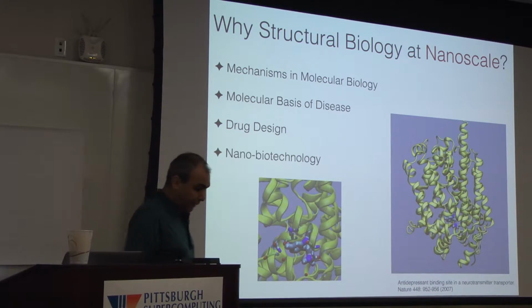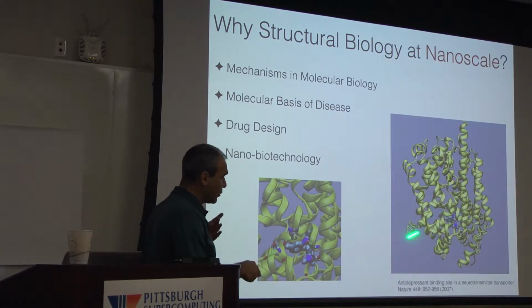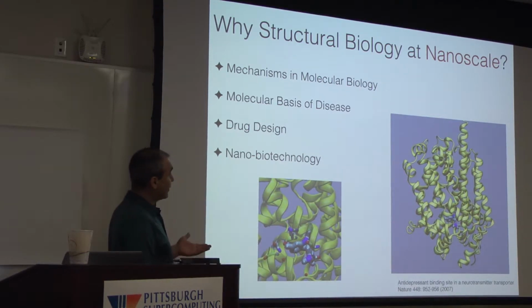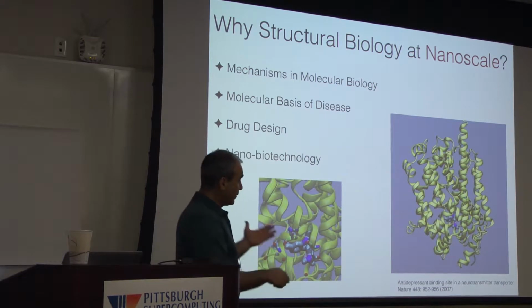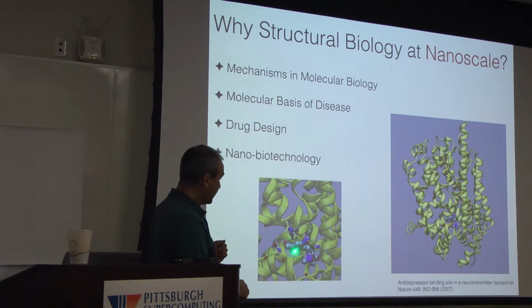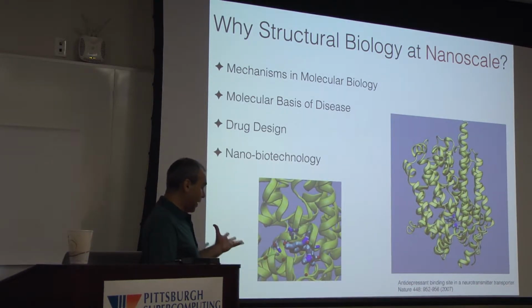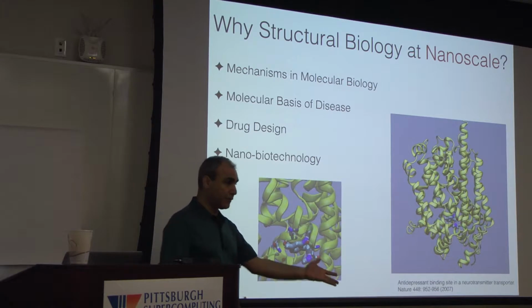This is an example of a recent structure. So why structural biology at the nanoscale? Why would you like to know what is happening inside this little machine at the detailed level? This is an example of a transporter, and you can see an antidepressant drug bound to the binding site of the transporter. This transporter actually moves during its function. It's a crystal structure with the inhibitor bound, and you can see what amino acids are involved in the binding of the drug. And maybe when you know these details, you can design a better drug that doesn't bind another protein, causing side effects.